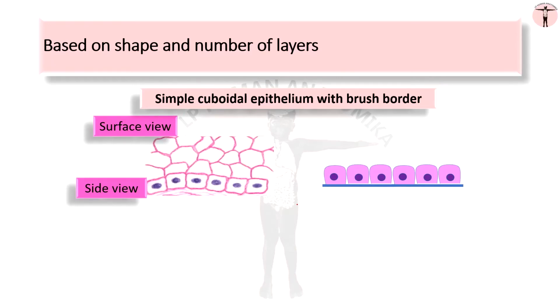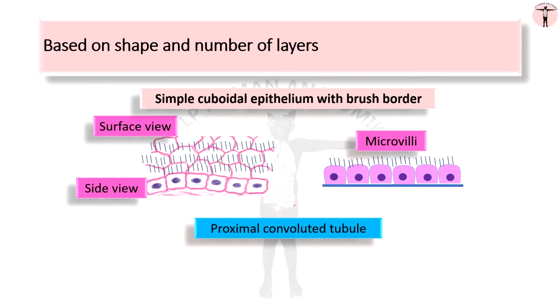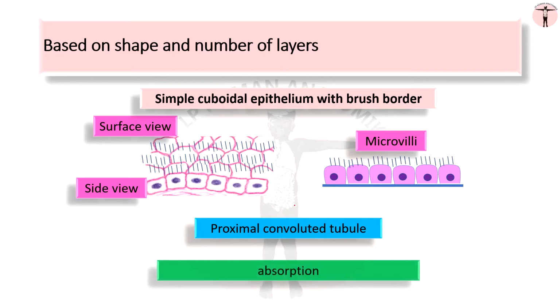Simple cuboidal epithelium with brush border. Okay, this is a subclassification of cuboidal epithelium based on apical cell surface modification. The only difference between the two, that is simple cuboidal and the cuboidal epithelium with the brush border, is microvilli, which are the projections from the apical surface of the cells. The example for this is that this type of epithelium is present in the proximal convoluted tubule of the kidney, and the function is absorption.